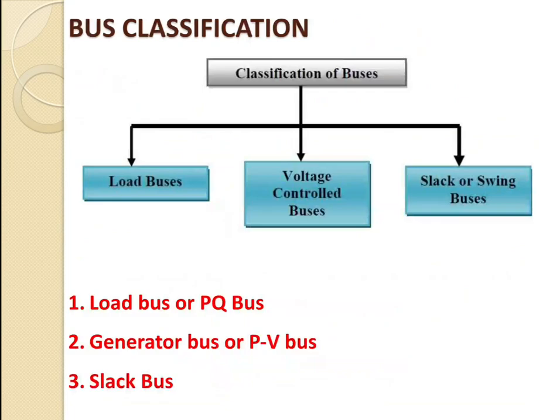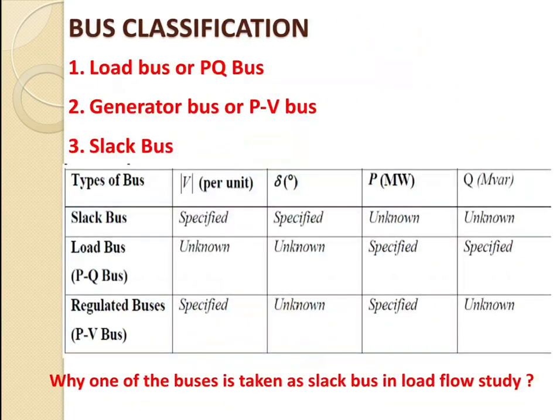Then there are the voltage control buses and slack or swing buses, and there are 4 parameters which are part of the load flow solution: the voltage magnitude, the phase angle, the active power, and the reactive power. So how will we differentiate the slack bus, the PQ bus, and the PV bus? For the slack bus, voltage and phase angle should be specified, whereas the 2 unknown parameters are the active power and reactive power.